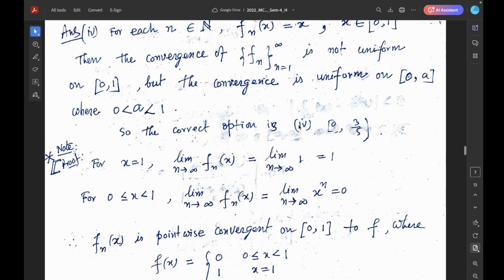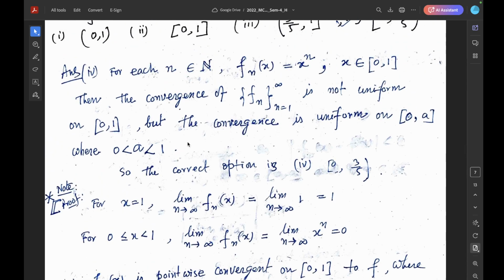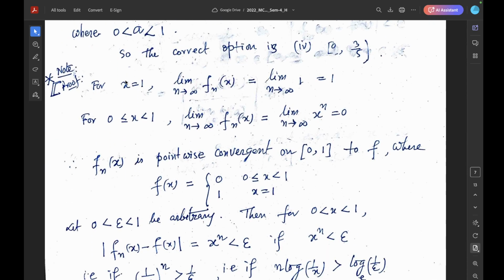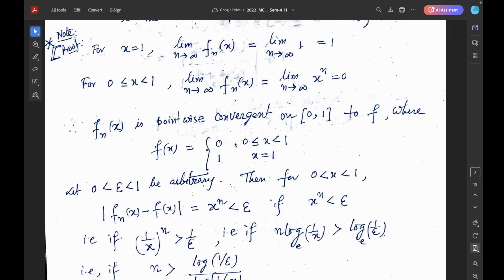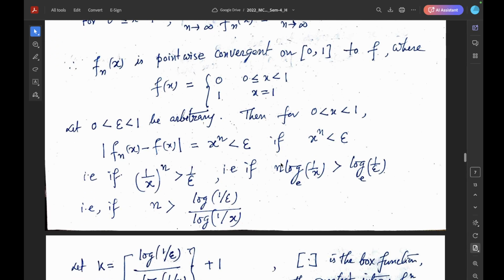For proof of this theorem, we choose x equal to 1, the limit of f_n(x) is 1 at x equal to 1, or for 0 less than or equal to x less than 1, it is not necessary to prove this for an MCQ, and the limit as n tends to infinity of f_n(x) equals 0. Therefore f_n(x) is pointwise convergent on [0, 1] to f, where f(x) is 0 when 0 is less than or equal to x less than 1, and f(x) equals 1 when x equals 1.